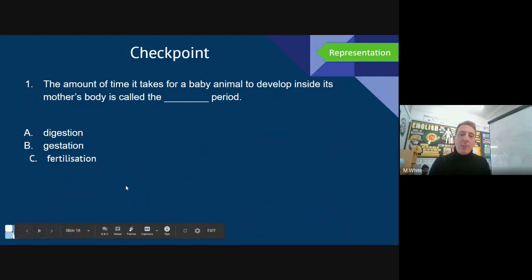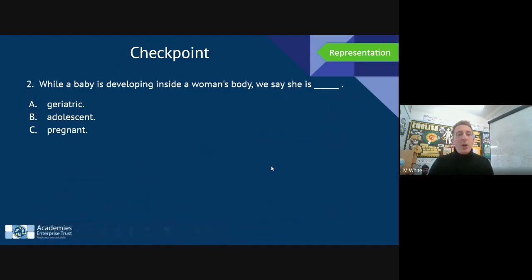So we did talk a little bit about that. If you're not sure, it was on the slide that talked about the length of time that different animals take to have children. Question number 2. While a baby is developing inside the woman's body, we say she is geriatric, adolescent, or pregnant. Which of those answers is correct? A, B, or C? And again, just send those over.